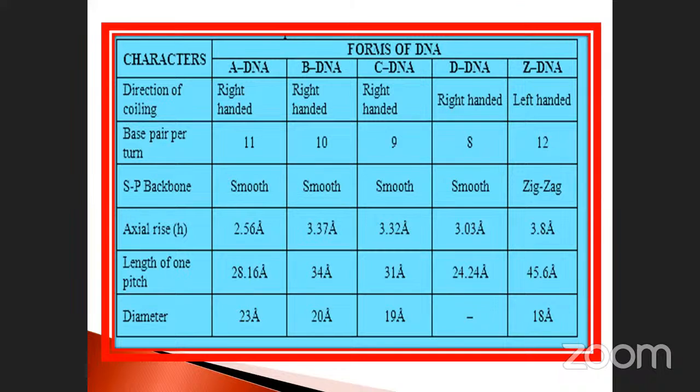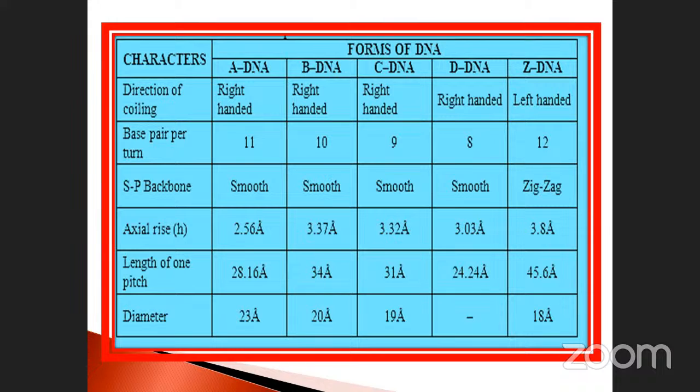Our standard double stranded helical structure is only in the B form. See that, B form means right-handed helical structure, the Watson-Crick model. How many base pairs are present in it? 10 base pairs. The sugar and phosphate backbone is a very smooth model. The axis rise is 3.37 angstrom. Length of one pitch is 34 angstrom. Already we studied, the diameter is 23. These are the characters. So these characters are present in the Watson-Crick model, otherwise called the B form, right-handed. Already we studied, isn't it?